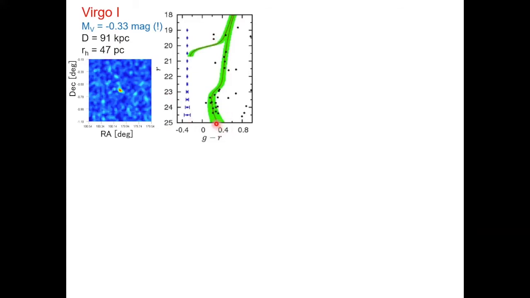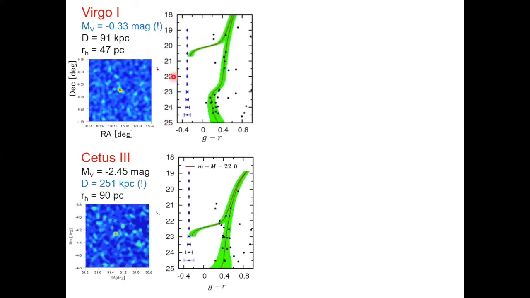So this galaxy, a so-called ultra-faint dwarf galaxy, consists of just a small number of red giant branch stars and faint main sequence stars. It is very diffuse, and the total V-band absolute magnitude is very faint. So far it's probably the faintest galaxy in the universe discovered. It's at a distance of 90 kiloparsec from the sun. And RH means the half-light radius. It's only 47 parsec. Okay, it's small.